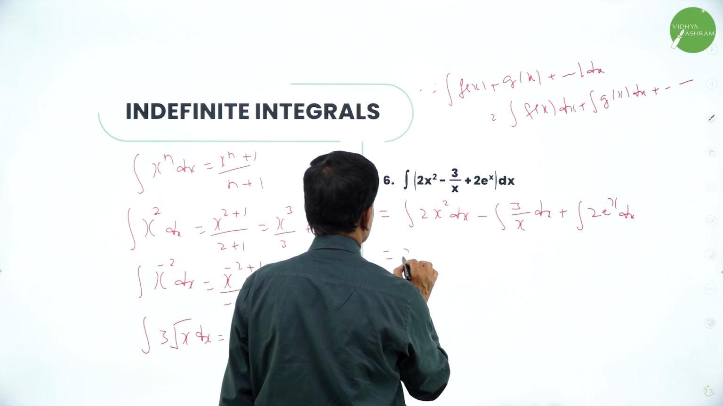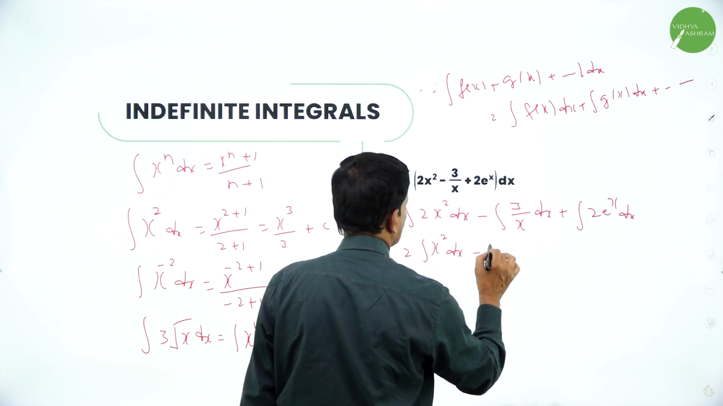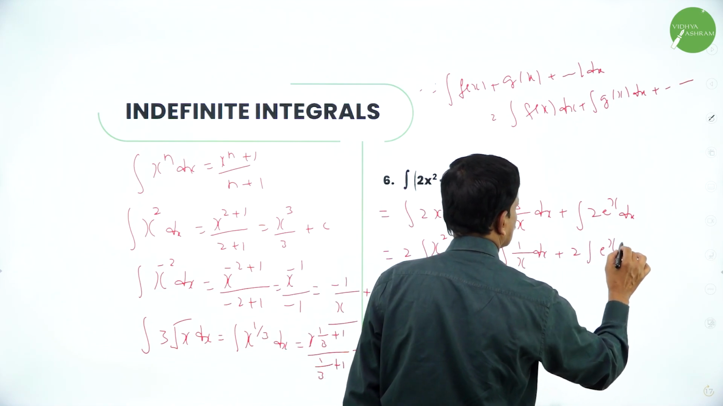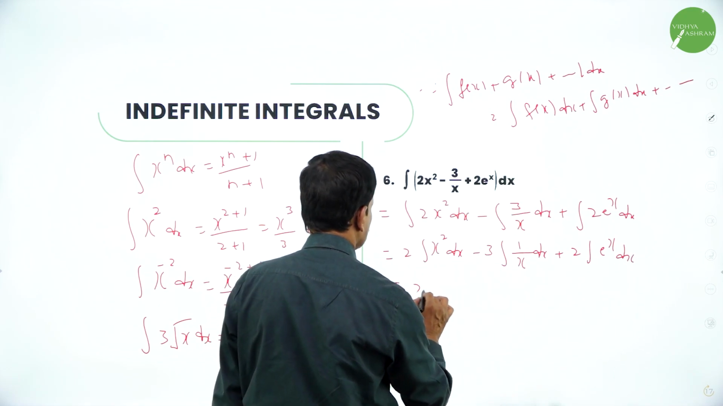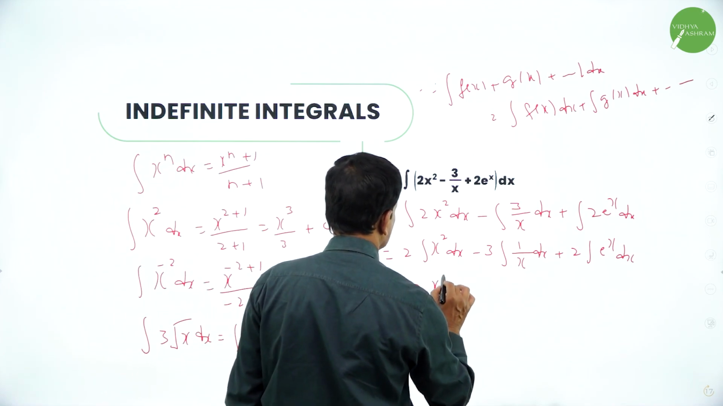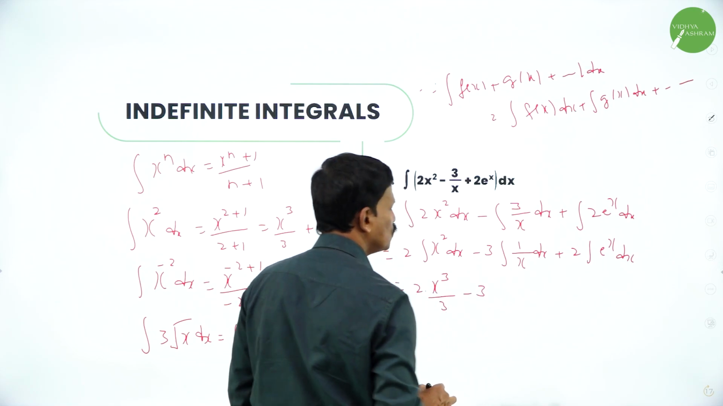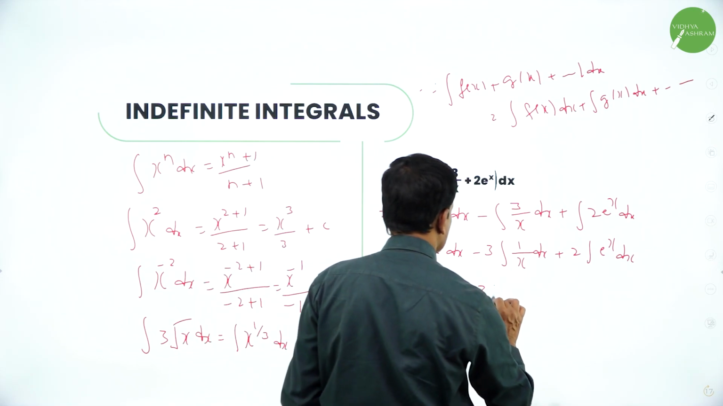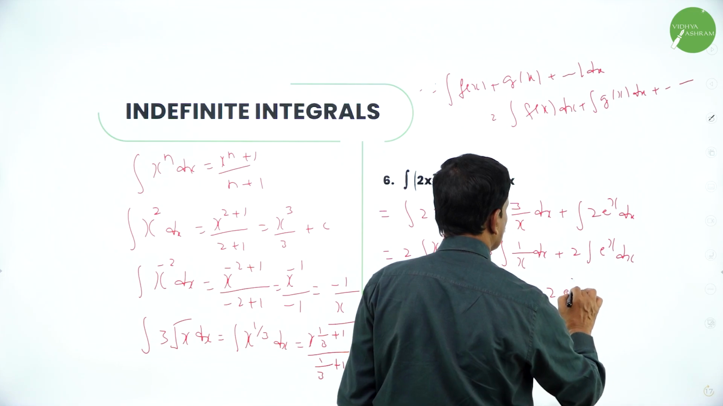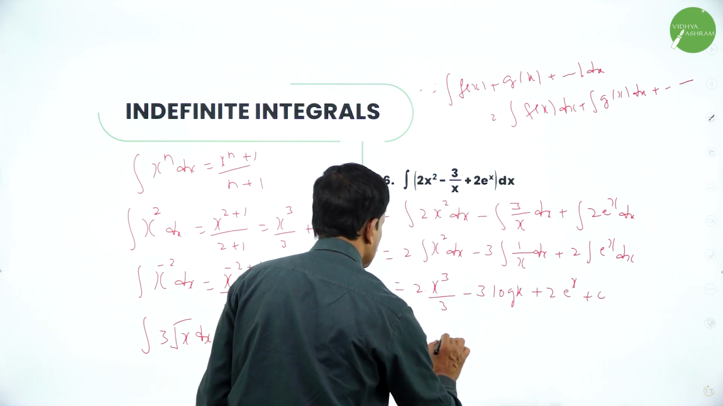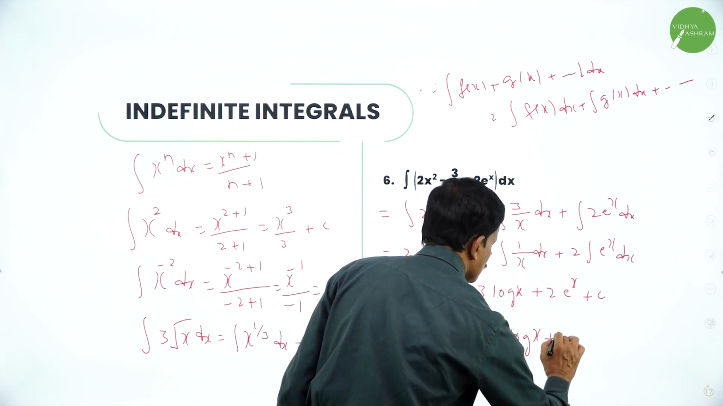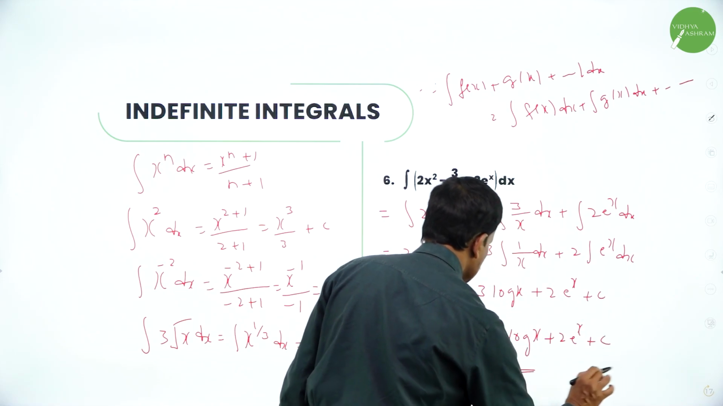Now, this is equal to 2 out, integral of x square dx, minus 3, constant out, integration of 1 over x dx, plus 2, constant again, integral of e power x dx. Now, this is equal to 2 into integral of x square, x to the power of 2 plus 1 by 2 plus 1, is x cube by 3, minus 3 into, you know what is integration of 1 over x, it is log x, right? Integration of 1 over x is log x, plus 2 into integral of e to the power of x, which is e to the power of x itself. So, therefore, this can be written as 2x cube by 3 minus 3 log x plus 2 e power x plus c, which is the integrated answer.